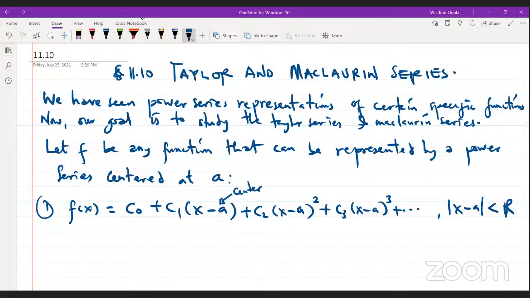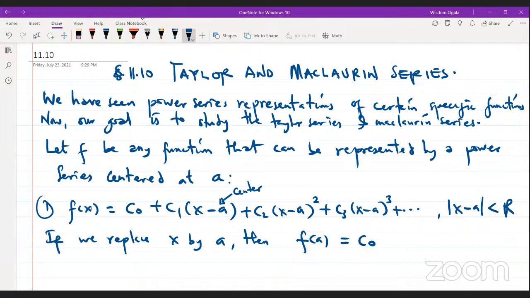Now, what happens if we replace x by a? We're only going to be left with the constant term. Keep that in mind. If I let x equal a, and plug in x equals a in equation 1, what happens? You're only going to be left with the constant c0.